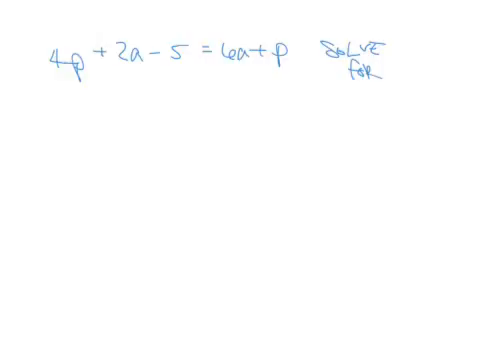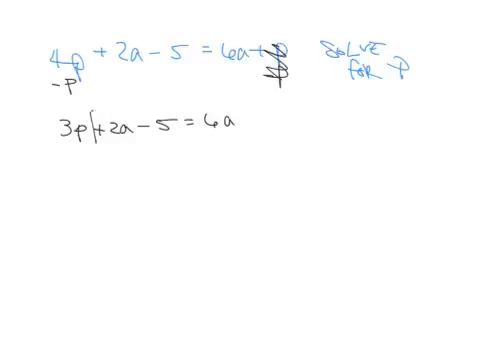So example 42.3 says we're going to do 4p plus 2a minus 5, and we're going to set that equal to 6a plus p, and we're solving for p. So we're trying to isolate the p. So right now we have one there and one there. So let's get the p's over there. So let's subtract p from both sides. So we have 3p plus 2a minus 5 equals 6a, because that one disappeared.